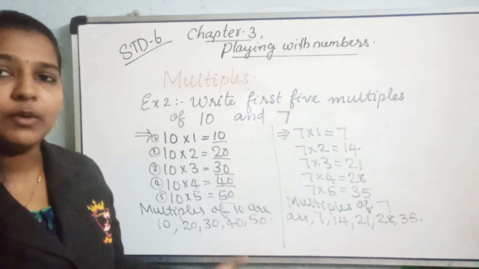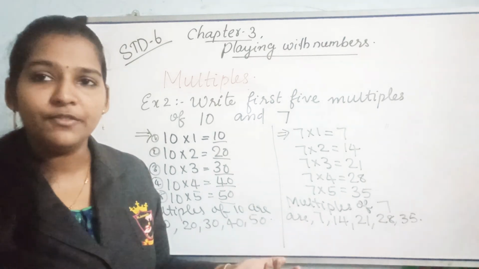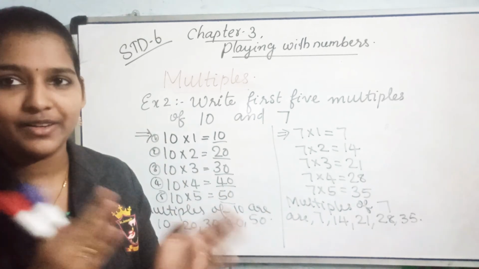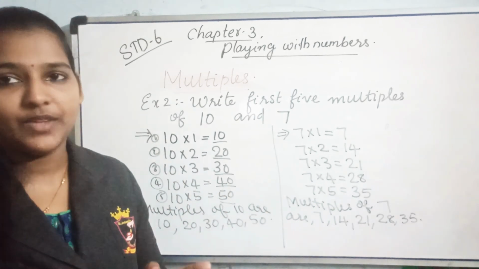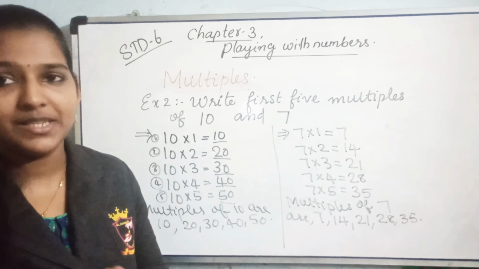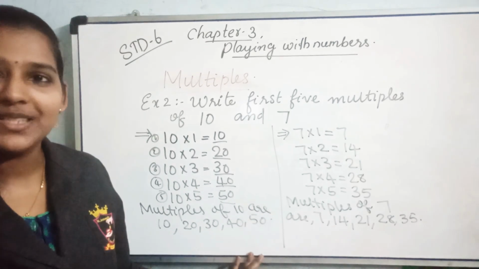If the question asks to find the multiples of 100, how can you find them? Yes, 100 into 1, 100 into 2, 100 into 3, 100 into 4, etc. As many as are asked, that many you can write. Otherwise, you can put the etc. symbol to show that it continues. Okay, so this is very simple, right?